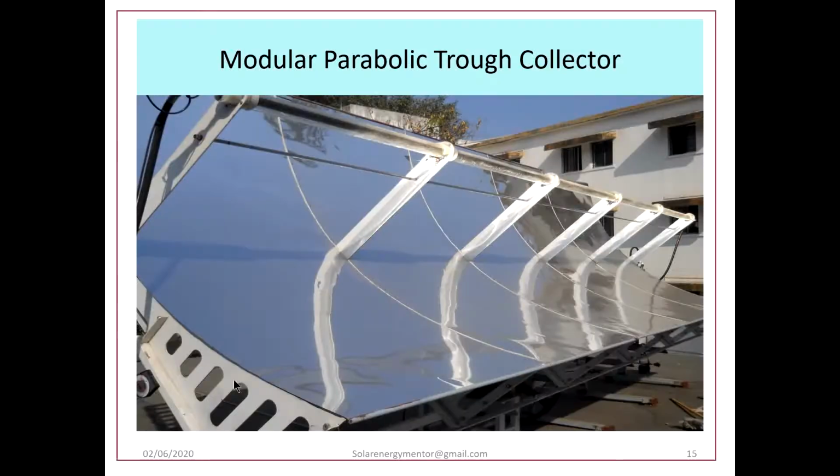Okay, so this is another example. This is another snapshot of an actual parabolic trough collector. This is the focus and this is the parabolic reflector. This reflector is anodized aluminum sheet.